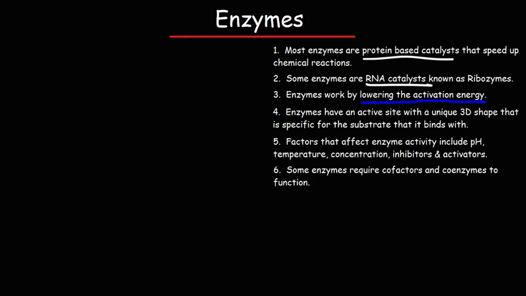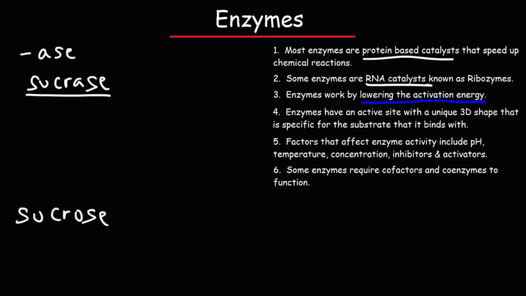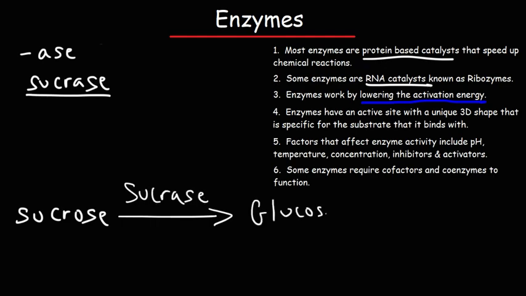It's very easy to identify an enzyme if you're given its name. Enzymes have the suffix -ase. For instance, sucrase is an enzyme that breaks down sucrose into fructose and glucose. So here's the overall reaction. This is sucrose. And then with the enzyme sucrase, this will speed up the chemical breakdown of sucrose into glucose and fructose.